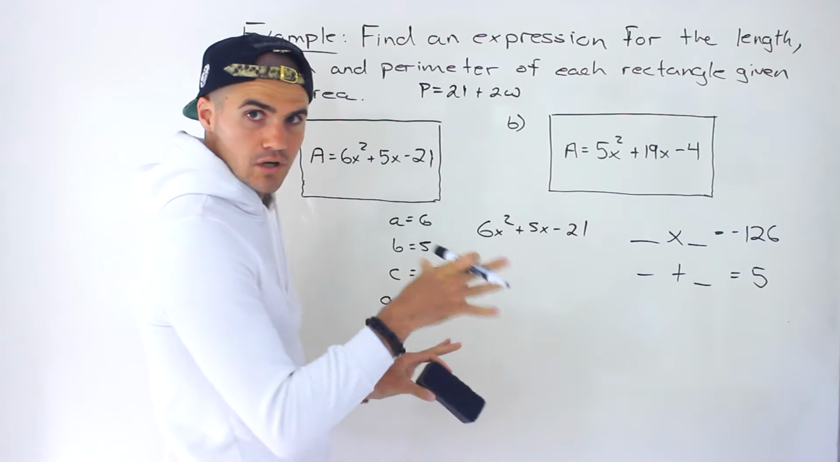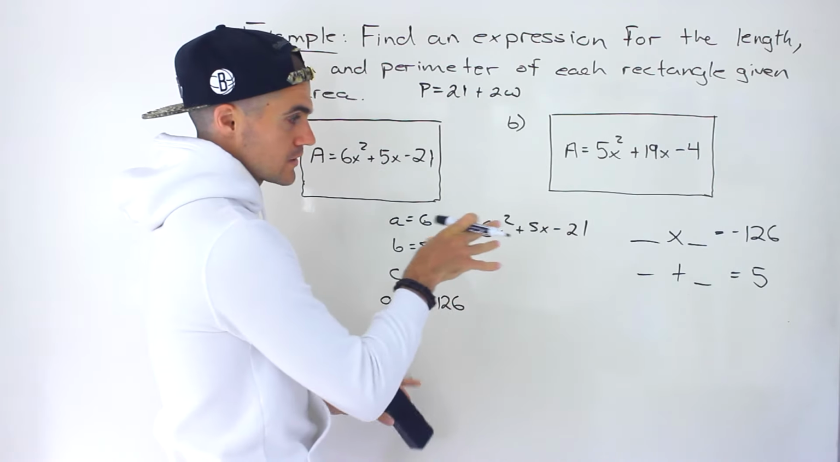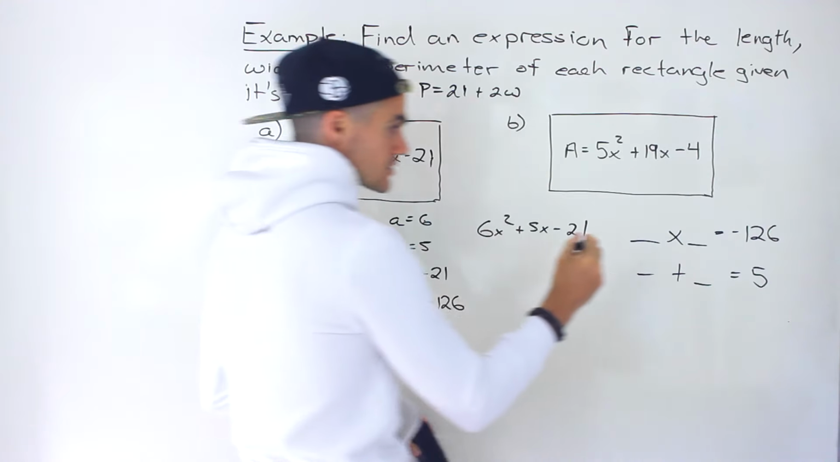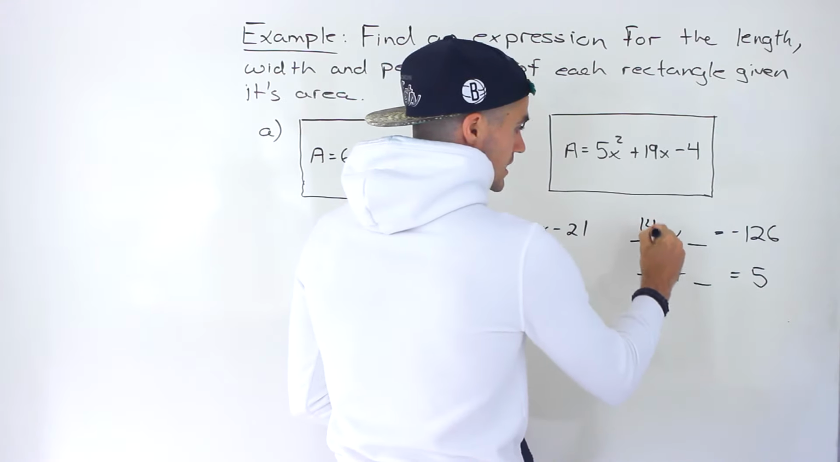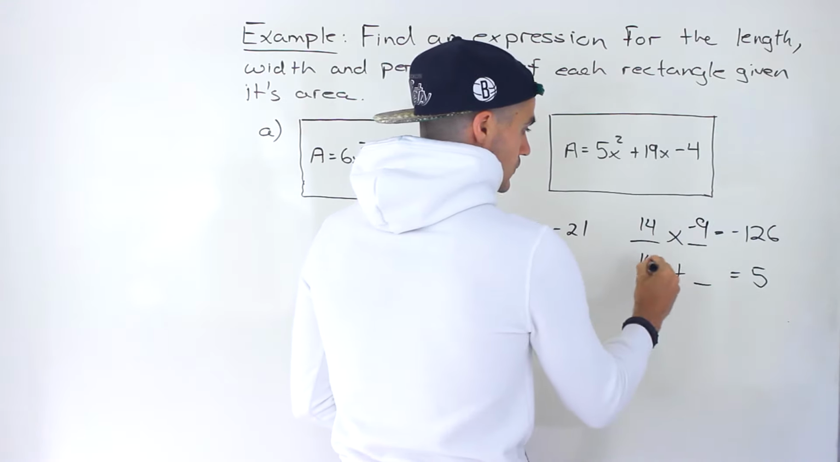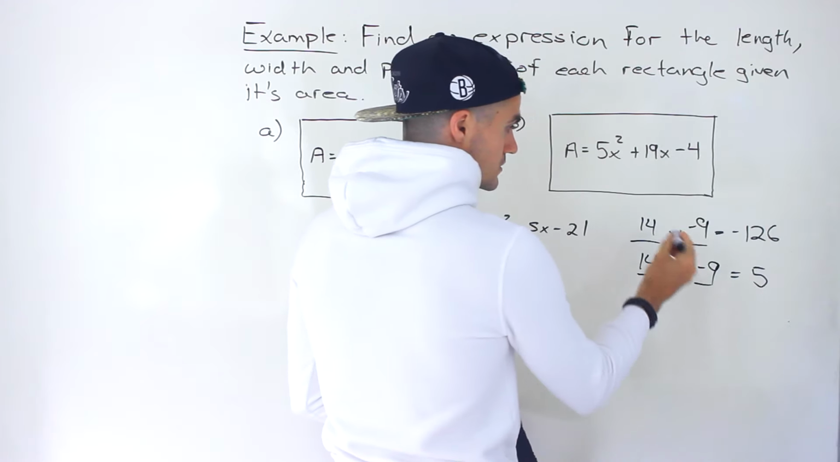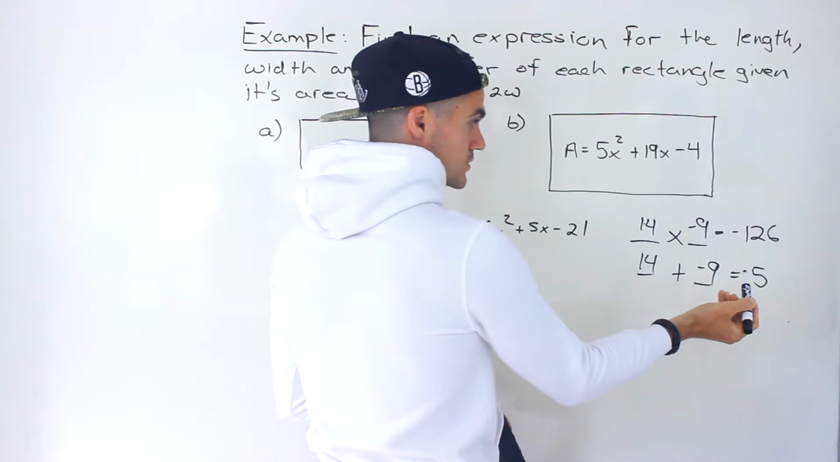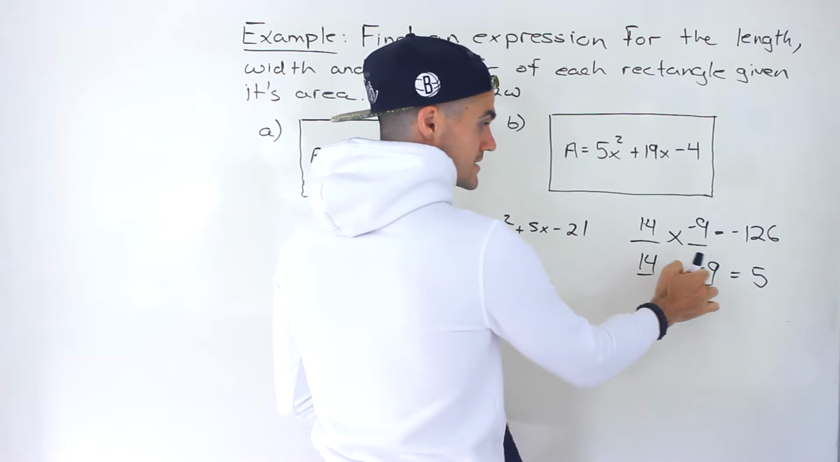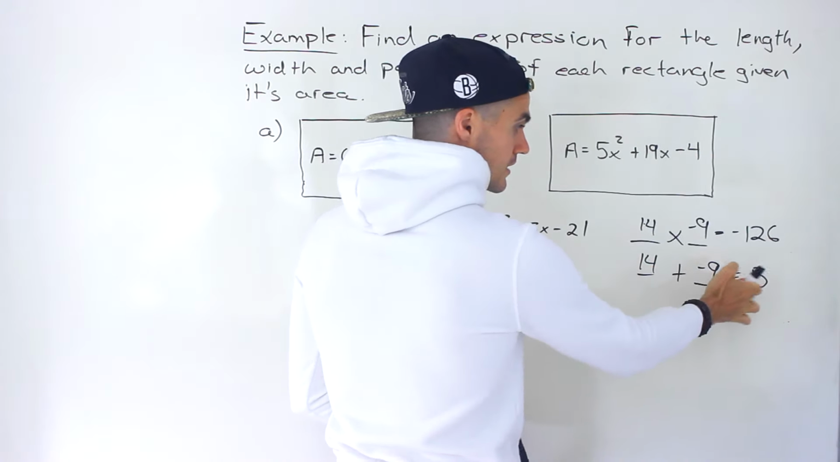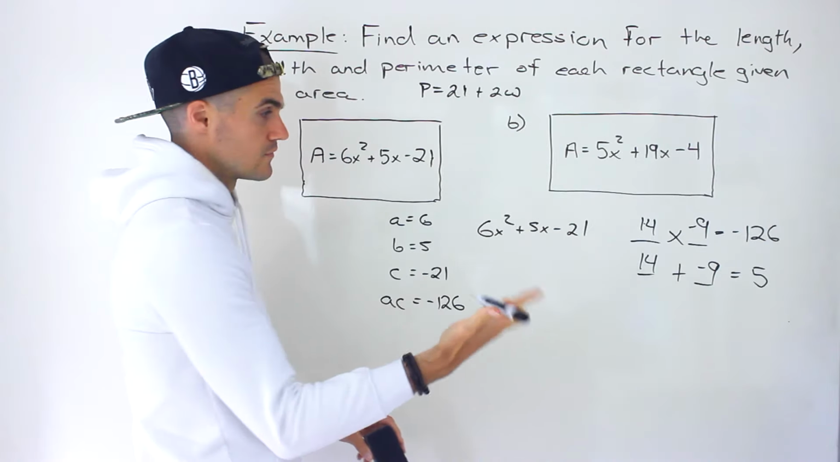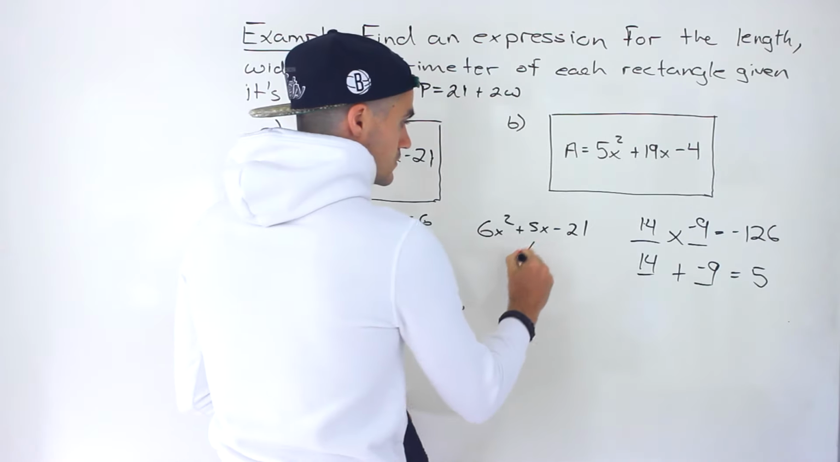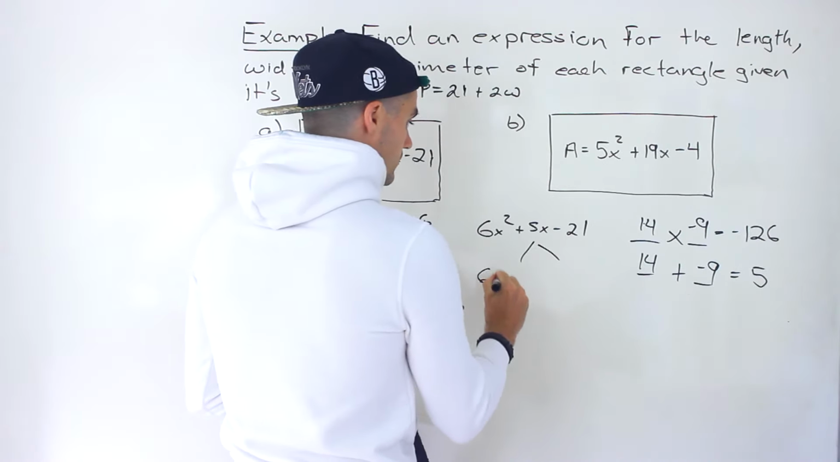And if you do a couple of trial and errors with the 126, try a couple of different factors, what you would end up getting is 14 and negative 9. So 14 times negative 9 gives us negative 126, and 14 plus negative 9 is like 14 minus 9, which would give us positive 5. So then what we do, we decompose that middle term.